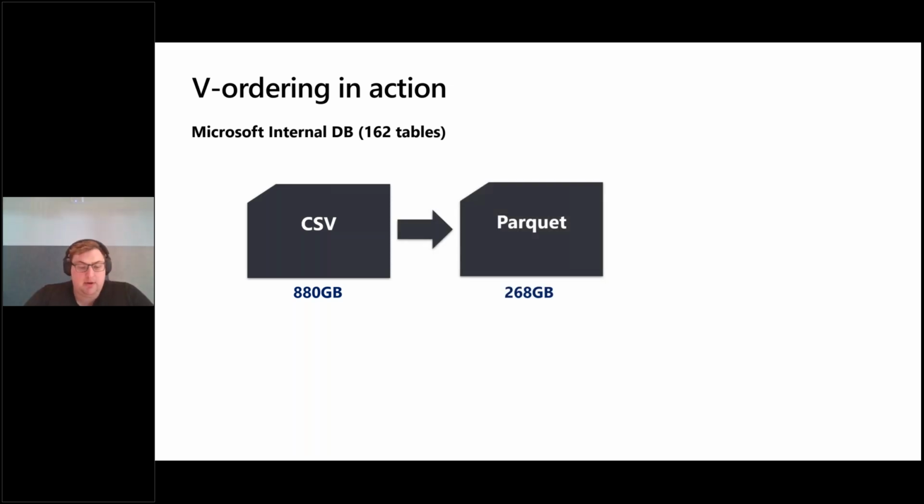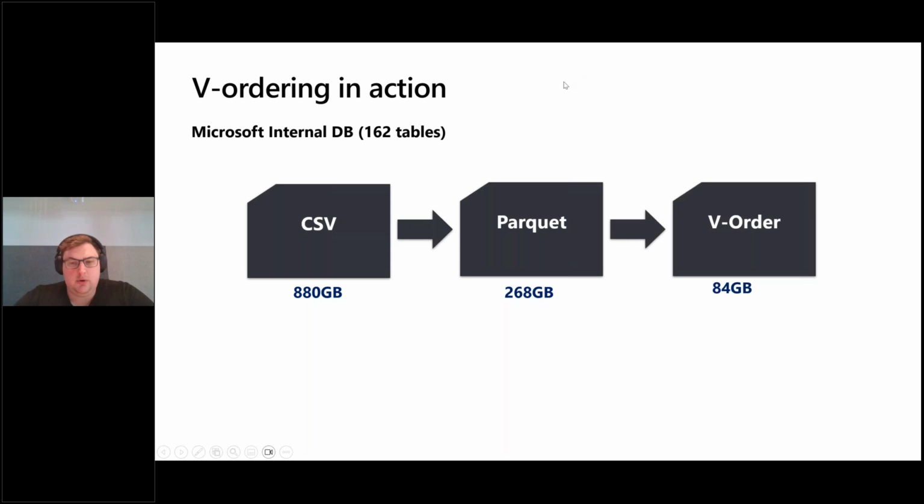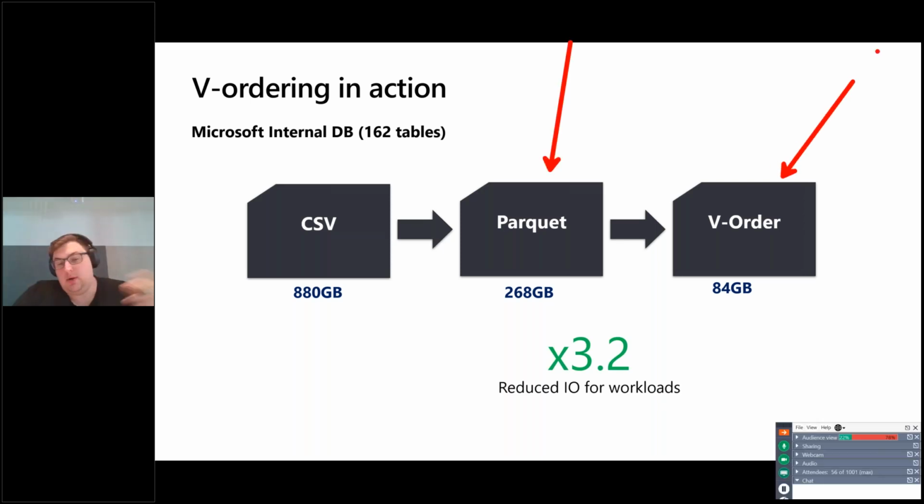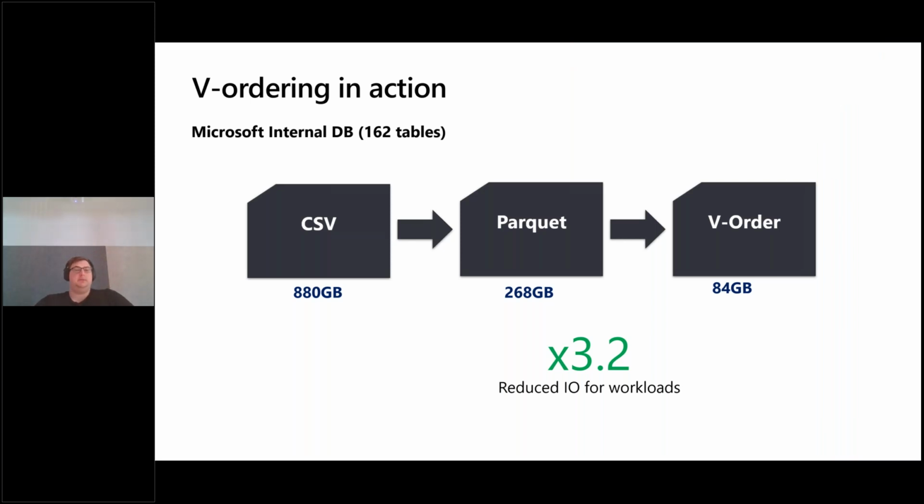If we make Parquet files out of that, we're already going down to 268 gigabytes, which is a big reduction already. But then if we rewrite those files using V-Order, we're going down to 84 gigabytes. So if you look at the difference between these two, that's a reduction of 3.2. That basically means we have to read a lot less to get the data we actually need, so it's probably going to be a faster operation.